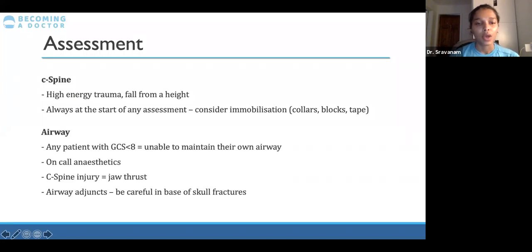Airway. So any patient with a GCS of lower than 8, you need to just assume that they are unable to maintain their own airway. Do you guys know what different ways we can help the patient maintain an airway? Do you want to pop that in the chat?